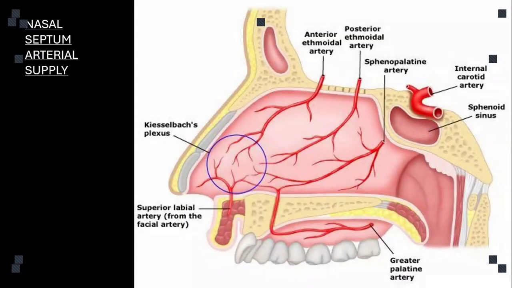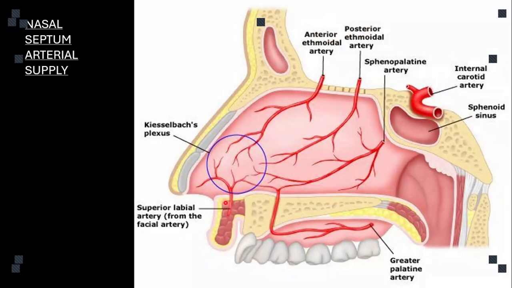So let us discuss the arterial supply of the nasal septum, which is actually important. It is supplied by the following 5 arteries. So it is supplied by the septal branches, which come from anterior ethmoidal, posterior ethmoidal. Those two come from the ophthalmic artery, which came from the internal carotid. The sphenopalatine comes from the third part of maxillary artery, and so does the greater palatine.